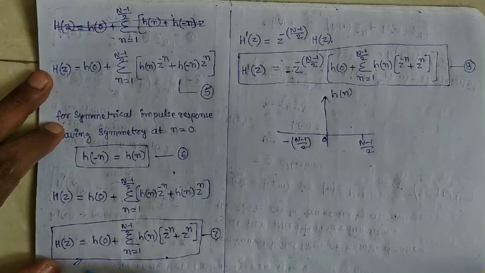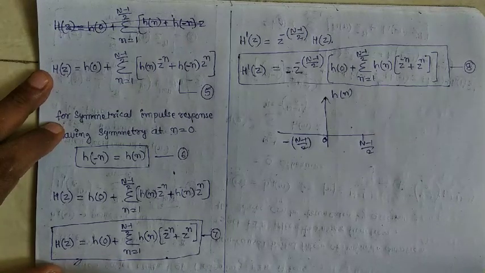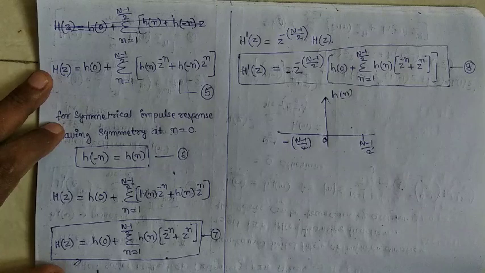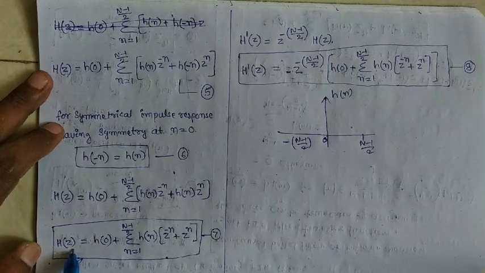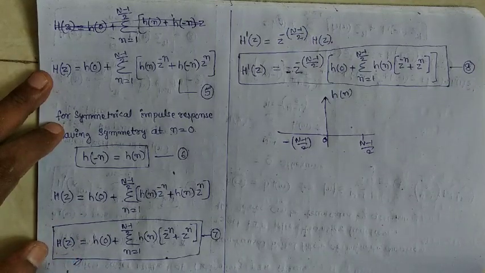Here it is the non-causal system. To obtain a causal system, a transfer function of the causal system, how can that be obtained? That can be obtained by multiplying this H(z) with z power minus (N minus 1) by 2.